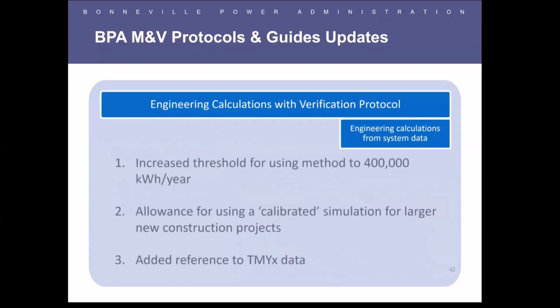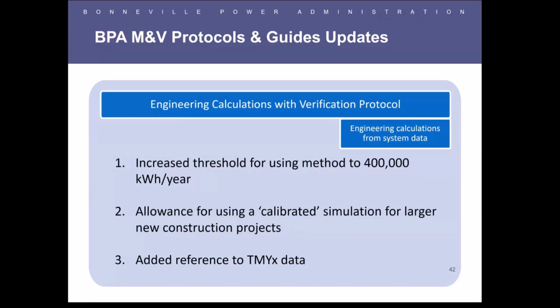So on this one, as we've already seen in the flowchart, we increased the threshold for using the engineering calculation methods from 200,000 kilowatt hours a year to 400,000 kilowatt hours a year. The decrease in efficacy of the savings calculations was just not found to be significant when compared with the administration and other costs of burden for doing the measurement and verification. We've added this allowance for calibrated simulations.